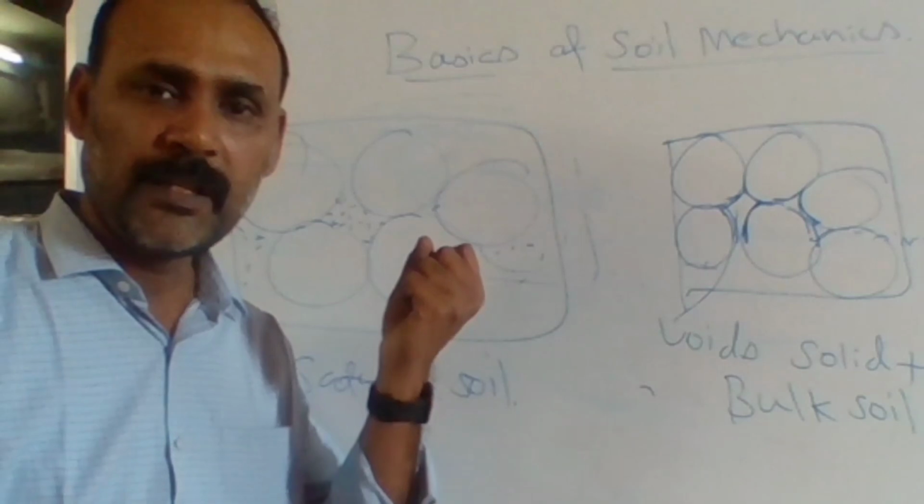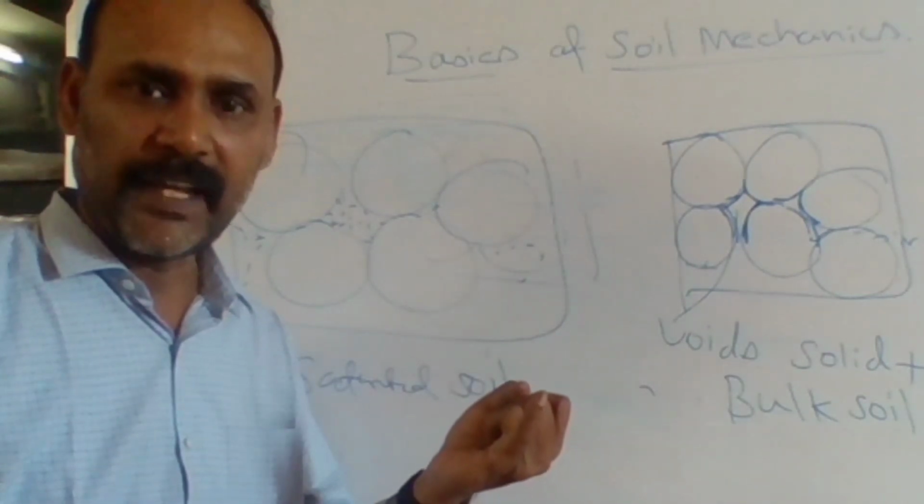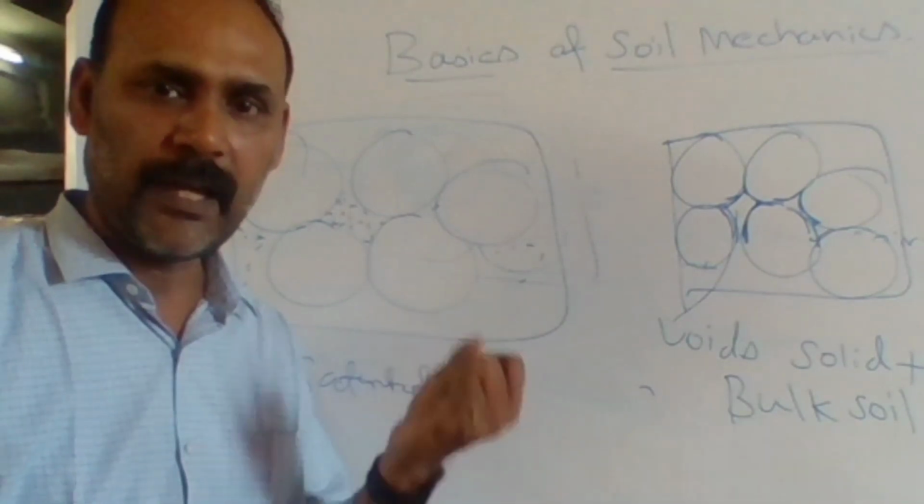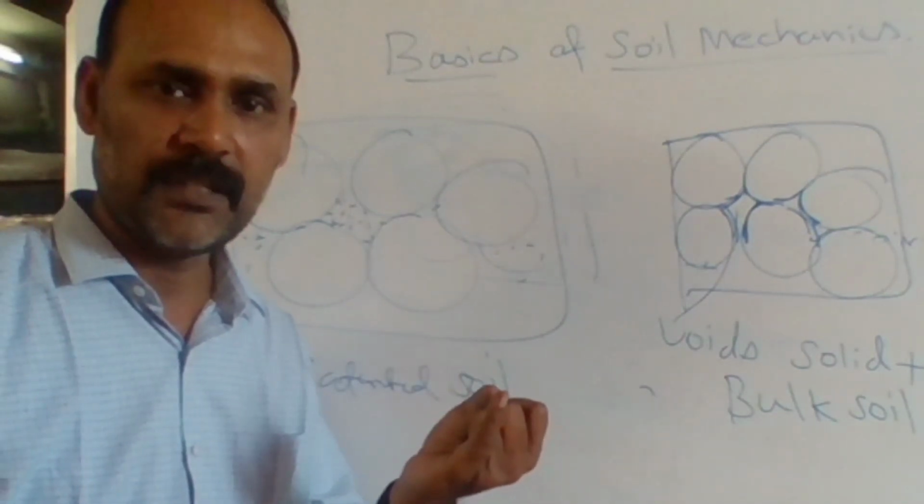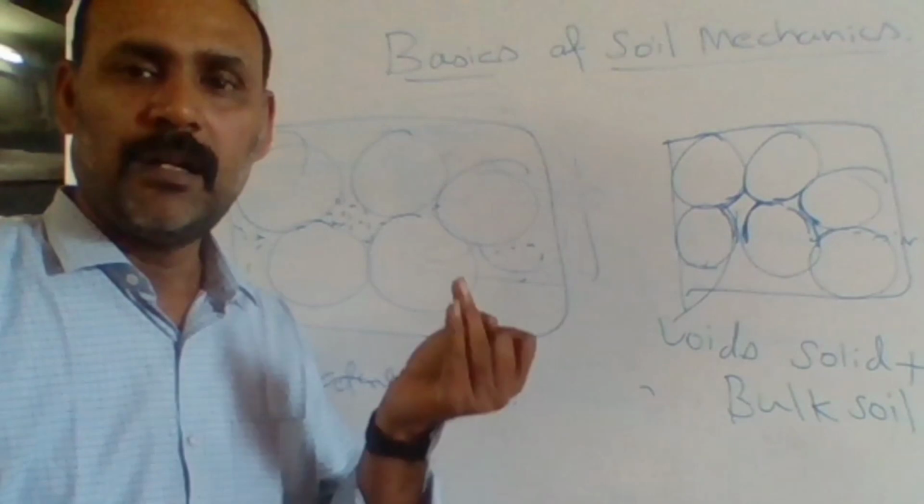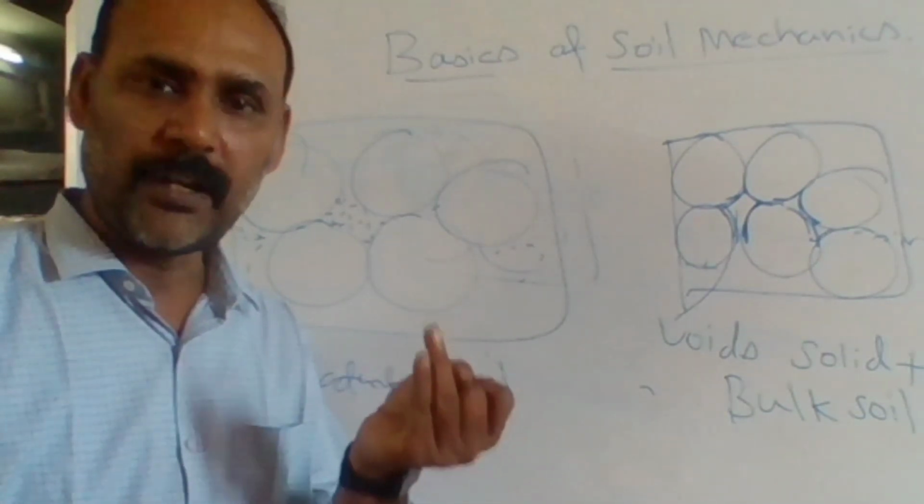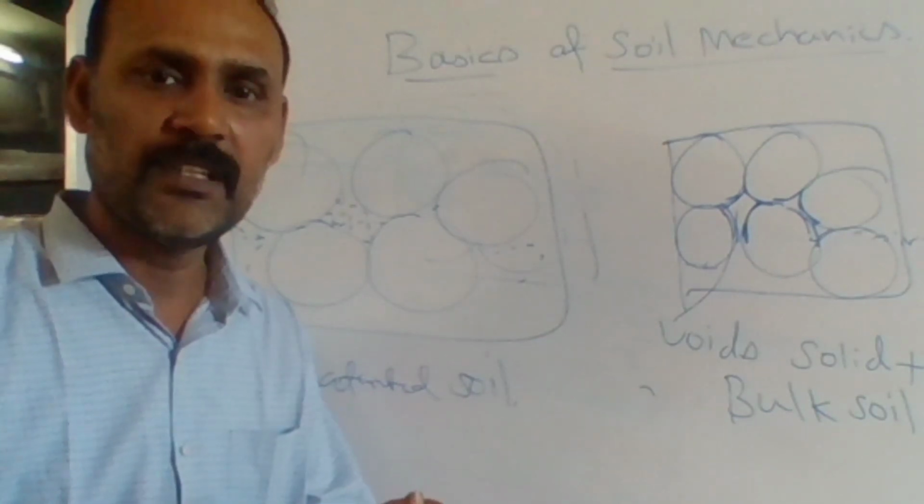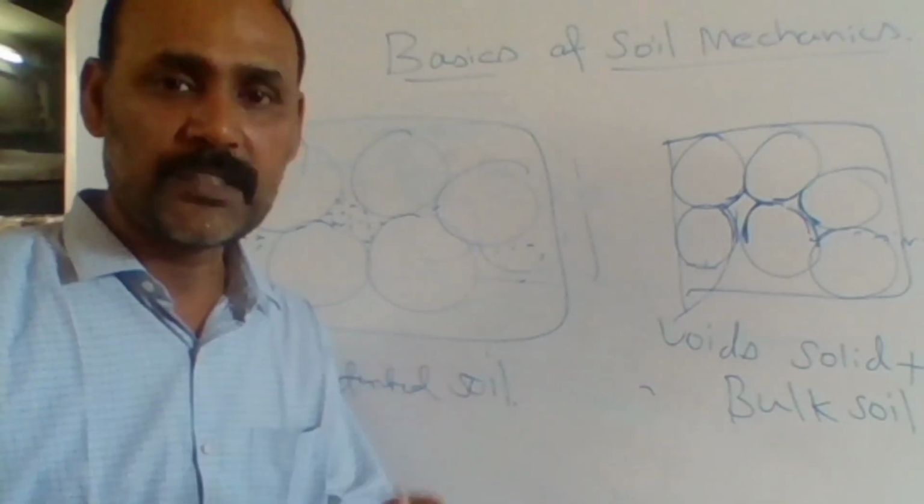So first one is dry soil. The solid grains are there, and in between the grains only air pockets are there, which means the voids are present. The second one has voids, solids, and also water sticking on the periphery of the grains. So that is called bulk soil.